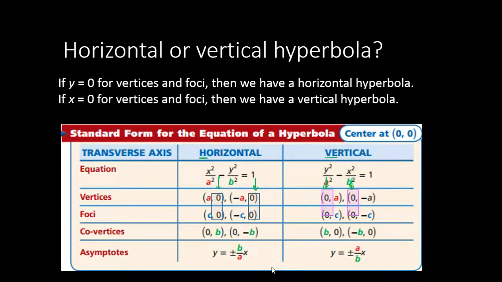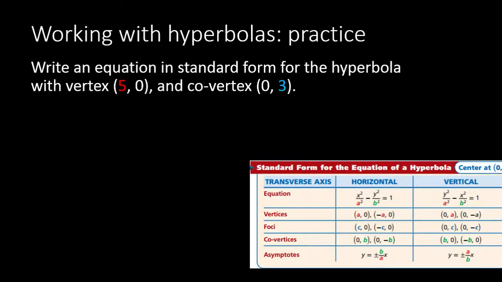Okay, let's do some practice. We're going to be given a piece of information, and we'll use the table to help us complete the question. So here we're told that a hyperbola has a vertex (5, 0) and a co-vertex (0, 3). So what can we figure out from that? And we're asked to write the equation in standard form for the hyperbola. Well, first we need to know whether it's a horizontal or vertical hyperbola.